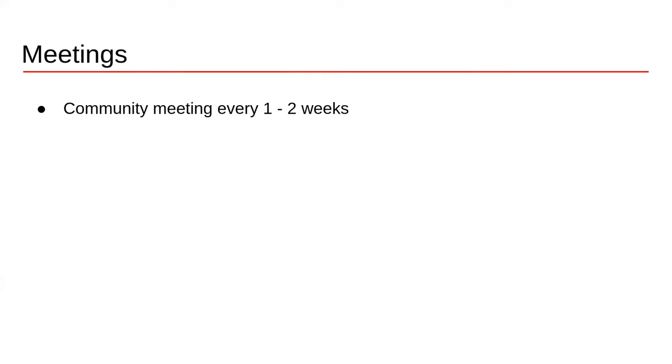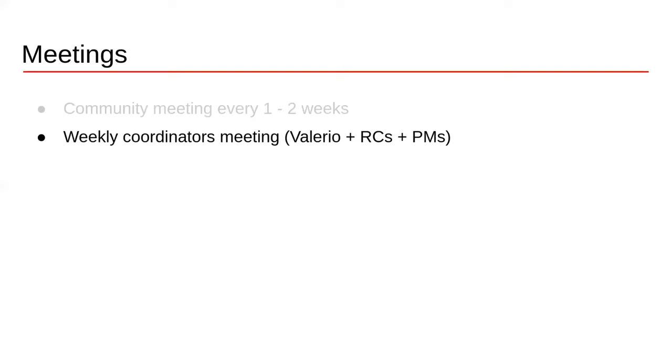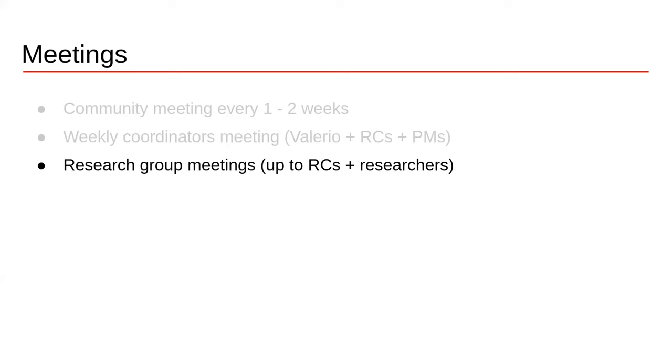Now, a key part was communication here, and we did that with a lot of online and offline things. Some of the online, of course, were meetings, and we had different types of meetings. We had community meetings with all the people every 1 or 2 weeks, depending on the phase of the project. Then we had a weekly coordinators meeting where I was there, the project managers, and the research coordinators, to coordinate the high-level work and understand what everyone was doing.